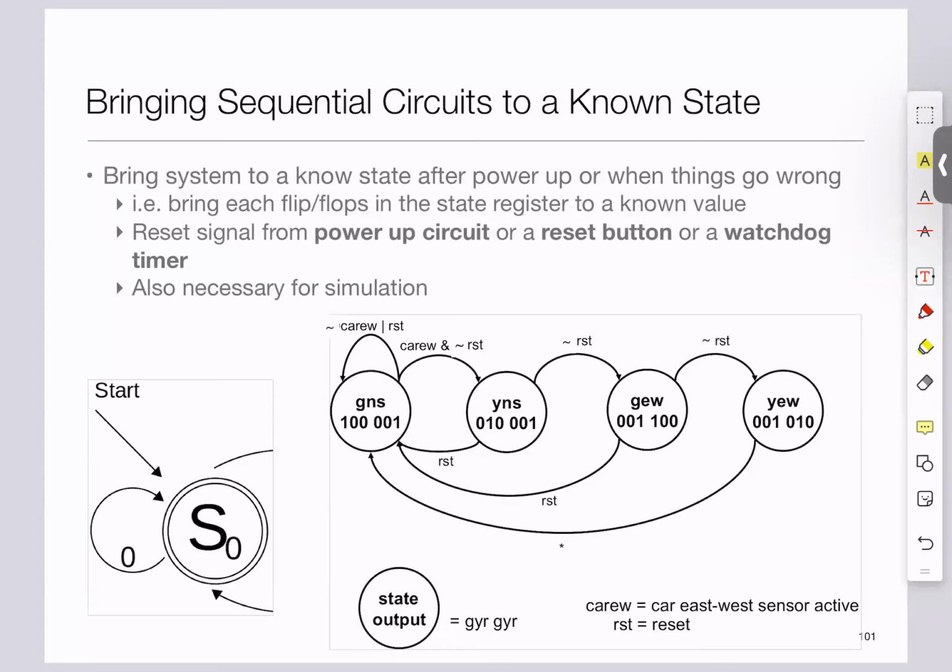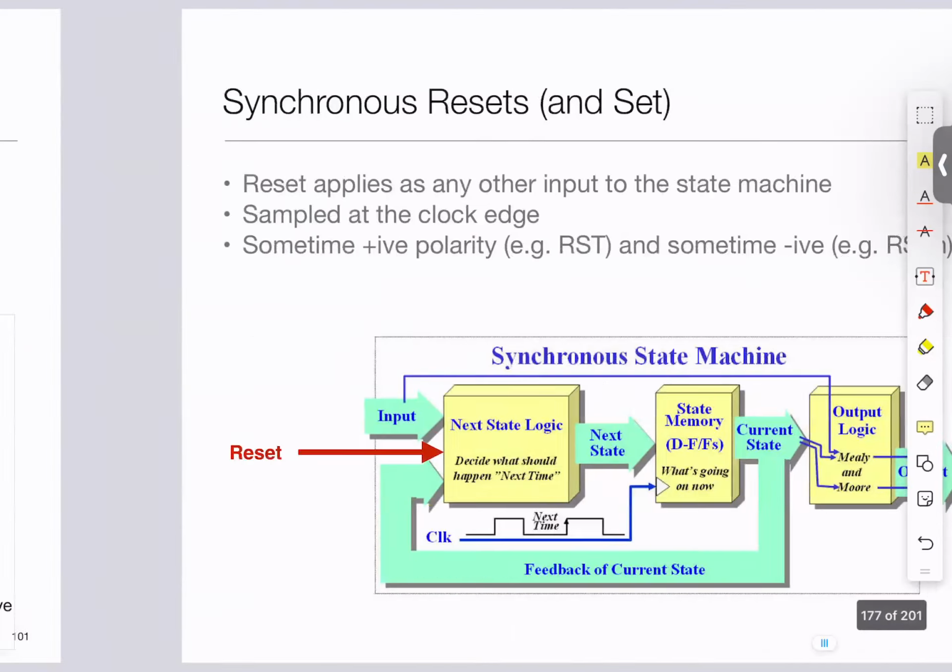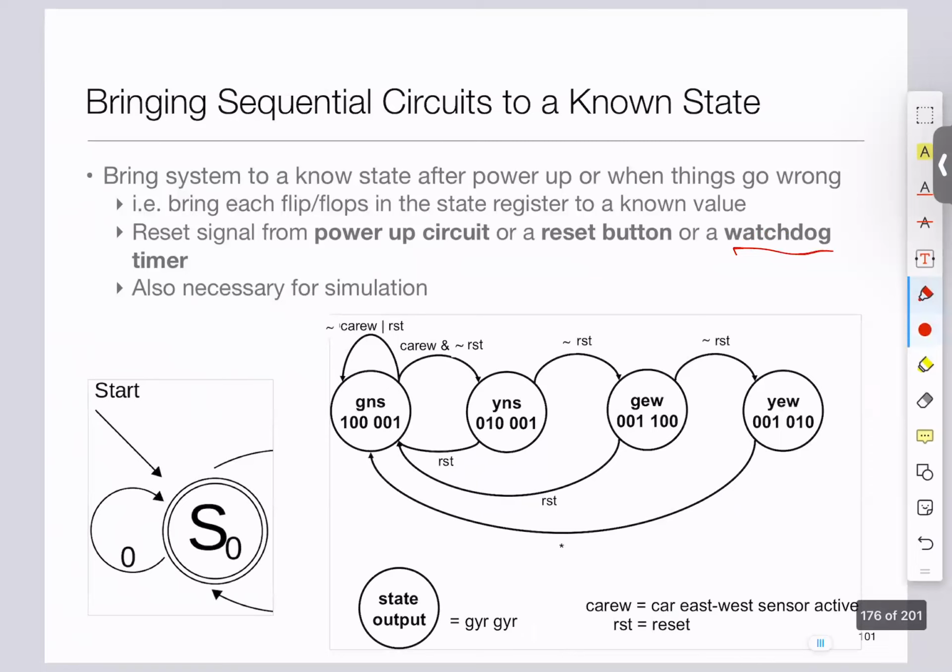Sometimes there is also something called a watchdog timer. So: power up circuit, reset button, or watchdog timer. What's a watchdog timer? Oftentimes software hangs. Faulty, buggy software just hangs. Those who do hardware know that software is often buggy, so they put some protection mechanism in hardware.